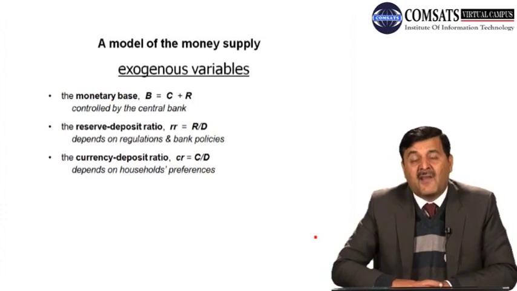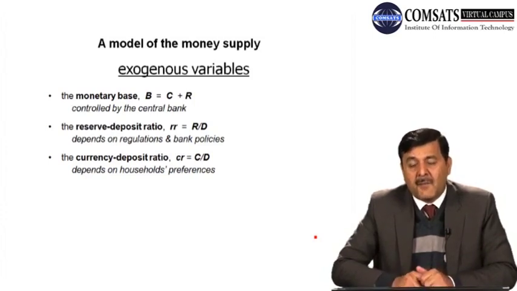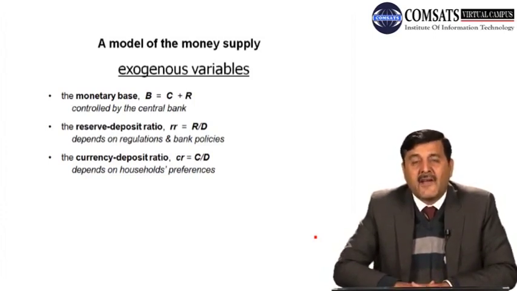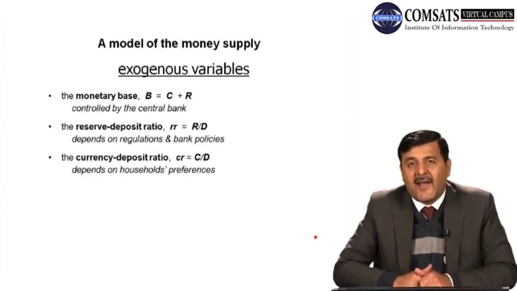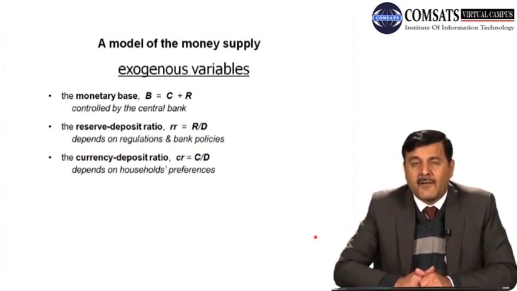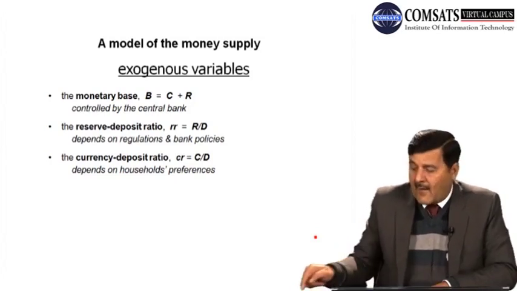So it depends on the preferences of the household. So तीन variables की हमने बात की जिनको लेके हम इस मॉडल को explain करेंगे, मनी सप्लाई के मॉडल को. पहला वेरिएबल क्या है? Monetary base, which is equal to currency plus reserves. Reserve deposit ratio, RRR, R over D. It depends on the regulations of the banks. Third variable जिसकी हमने बात की, that is the currency deposit ratio, CR, that is equal to C over D, and it depends on the preferences of the household.